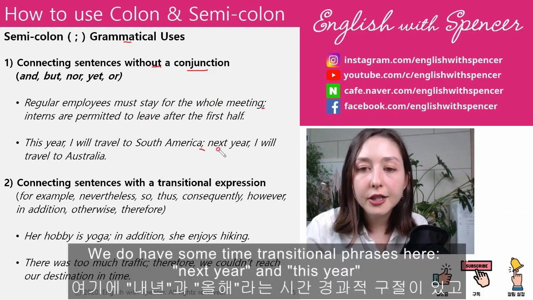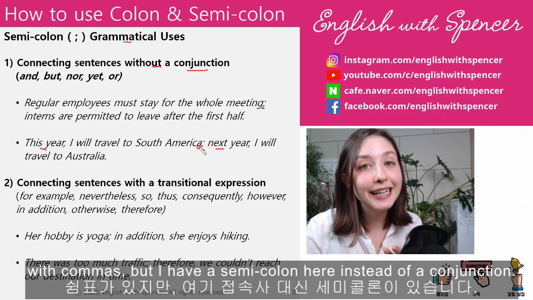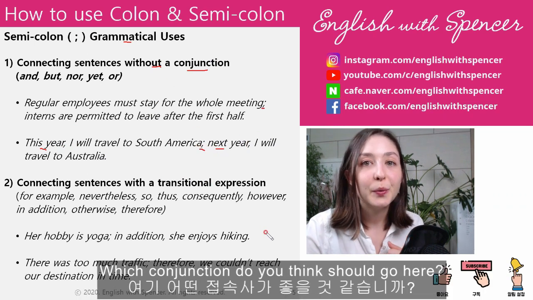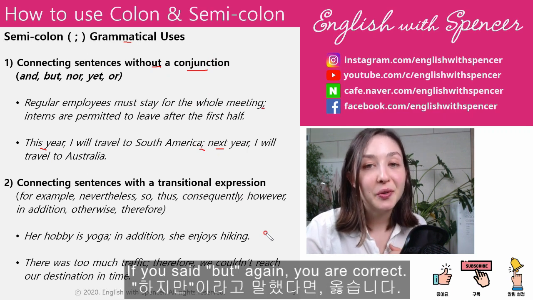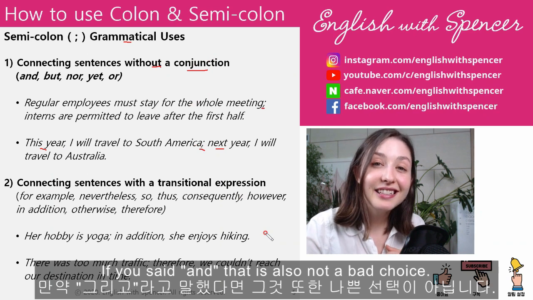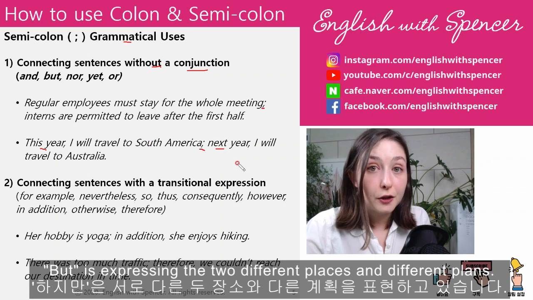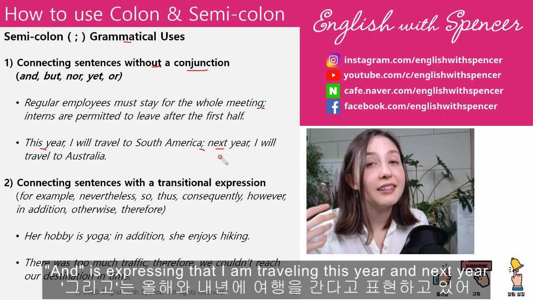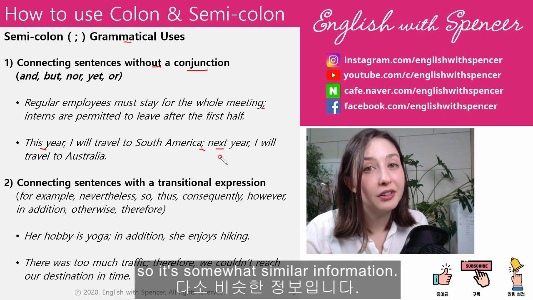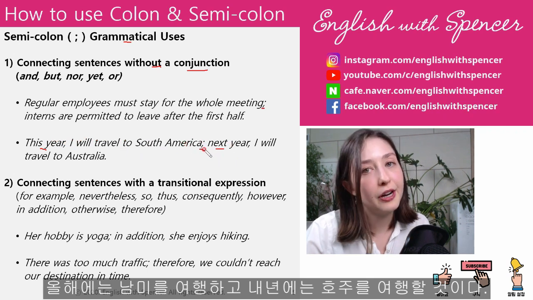I do have some time transitional phrases here, this year and next year, with commas. But I have a semicolon here instead of a conjunction. Which conjunction do you think should go here? If you said but again, you are correct. If you said and, that is also not a bad choice. But is expressing the two different places and two different plans, and is expressing that I'm traveling this year and next year. So it's somewhat similar information. This year I will travel to South America, and next year I will travel to Australia.